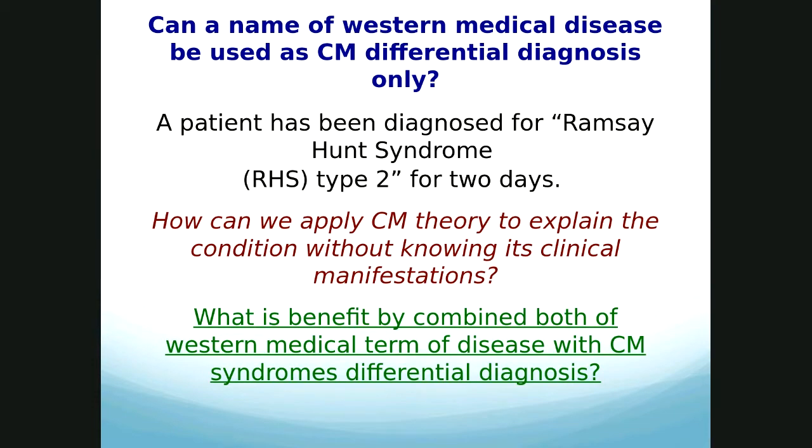Now, before we go through the detailed review, because we have confused the TCM terms with Western illness, here's the question: can a named Western medical disease be treated with TCM differential diagnosis only? So here's an example. A patient has been diagnosed with Ramsay-Hunt syndrome, type 2, for 2 days. When you check the internet, you know what it is. And how can we apply TCM theories to explain this condition without knowing the clinical manifestations? We have to ask what kind of suffering you have, yes?